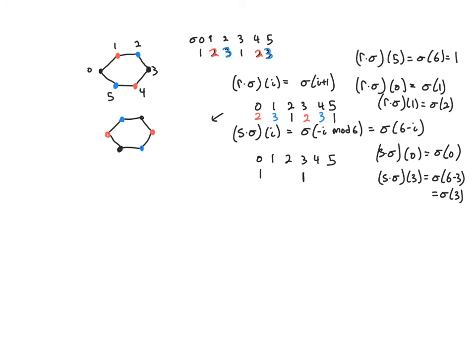s dot sigma of 1 is sigma of 5. So that becomes a blue 3. s dot sigma of 2 is sigma of 4. So it becomes a red 2. Likewise, s dot sigma of 4 is sigma of 2, which was a 3. s dot sigma of 5 is sigma of 1, which is a red 2.